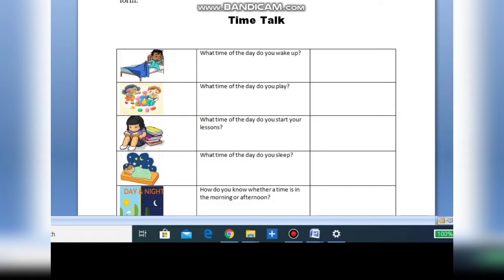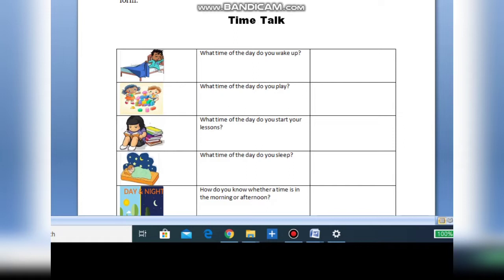What time of the day do you play? I usually play after my work is finished, and that is around 4 or 5 p.m. What time of the day do you start your lessons? I start my lessons when I wake up in the morning at 8 a.m. What time of the day do you sleep? I sleep every day at 10 p.m.